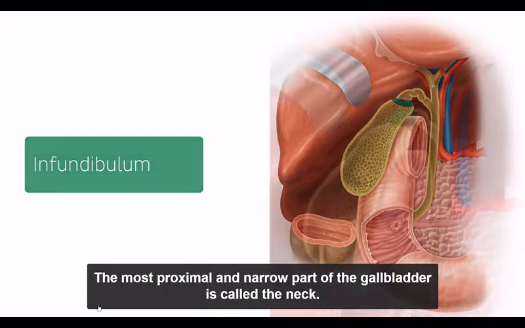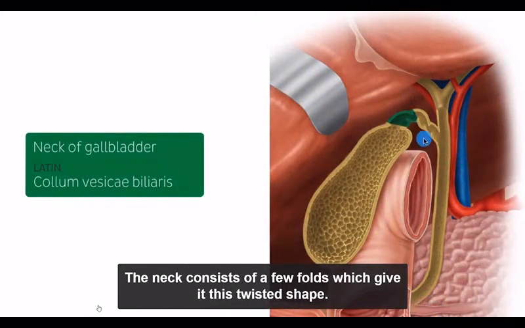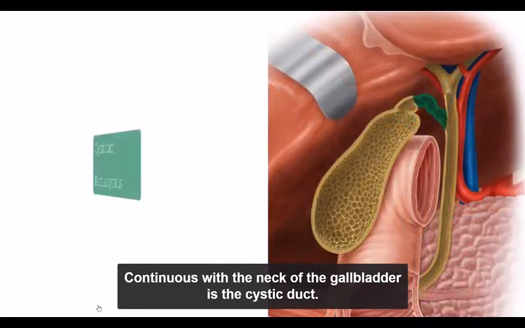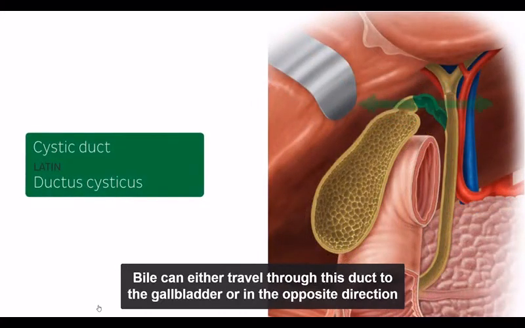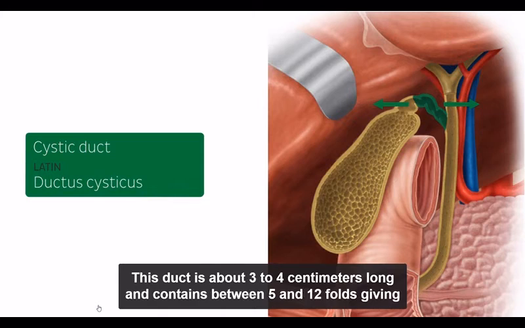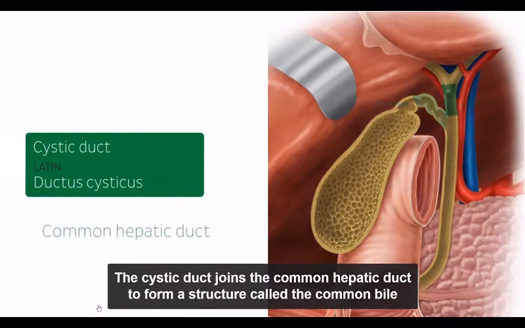The most proximal and narrow part of the gallbladder is called the neck. The neck consists of a few folds, which give it this twisted shape. Continuous with the neck of the gallbladder is the cystic duct. Bile can either travel through this duct to the gallbladder or in the opposite direction out of the gallbladder. This duct is about 3 to 4 cm long and contains between 5 and 12 folds, giving it a twisted appearance like the neck of the gallbladder. The cystic duct joins the common hepatic duct to form a structure called the common bile duct.